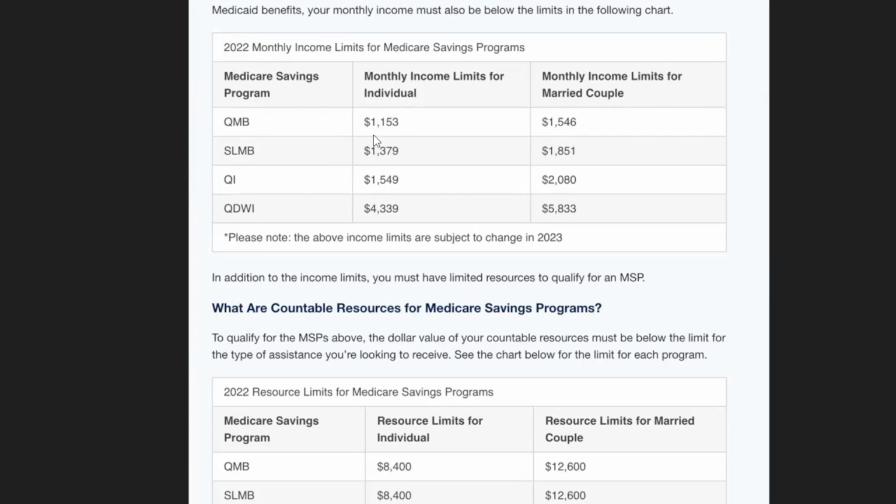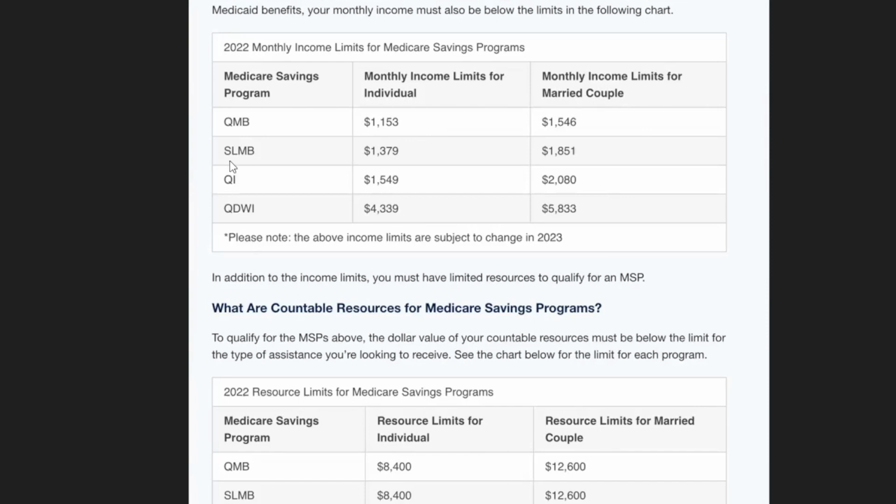They can't make more than $1,153 as a single person. And it also has a resource limit requirement as well. So this is the resource limit. It does not include their home and one car. Okay, so they can have a home and a car. That is fine. That is not included in their resources.